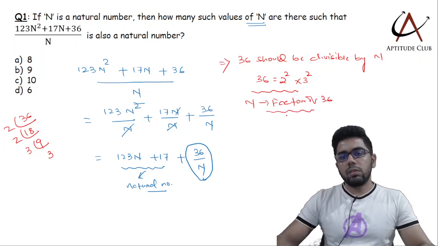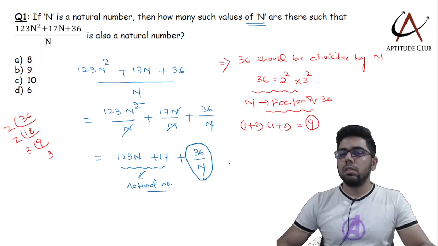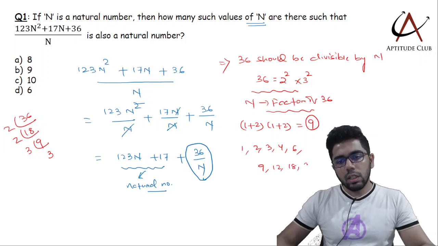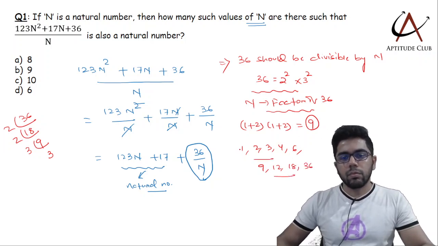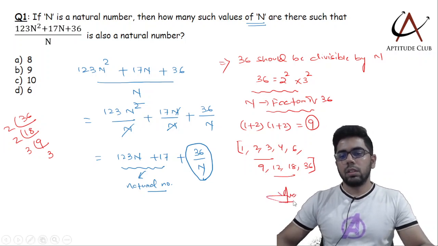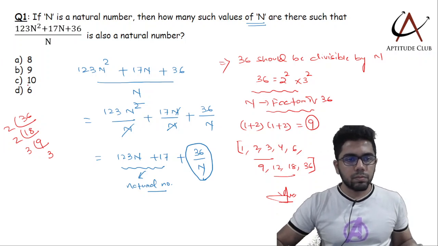So how many values of n can there be? 1 plus 2 into 1 plus 2. How many factors does 36 have? 9. If you write those factors, they are 1, 2, 3, 4, 6, 9, 12, 18 and 36. So these are the 9 possible values of n for which this total expression can become a natural number.